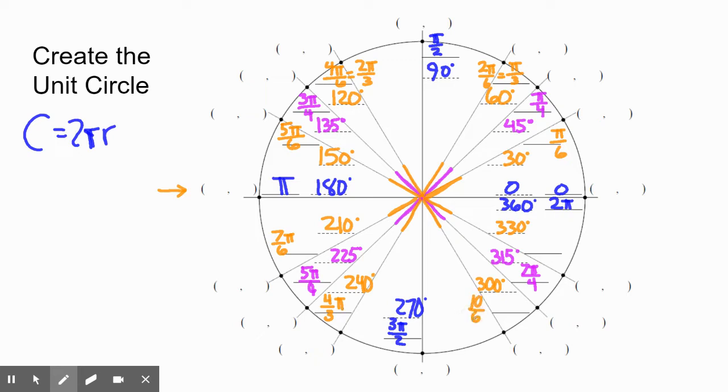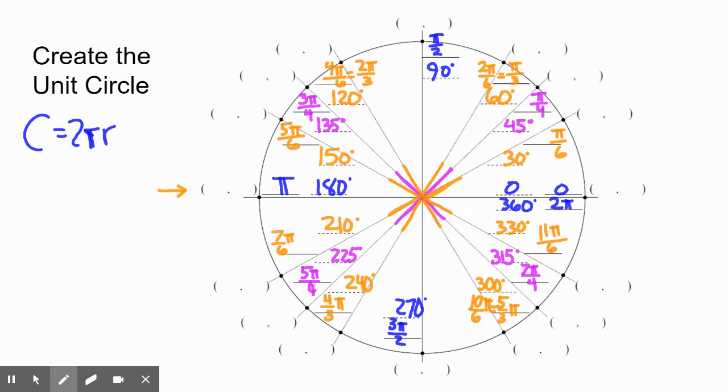10/6 pi is the same as what? 5 over 3 pi, right? That equals 5 over 3 pi, or 5/3 pi. And this last one, 12/6 is going to be 2 pi. So the one right before it has to be 11 pi over 6, or 11/6 pi.